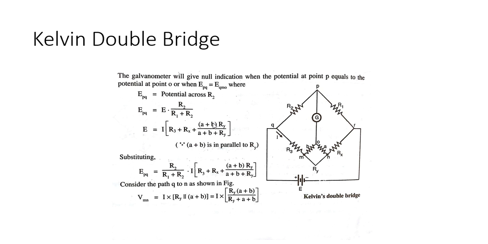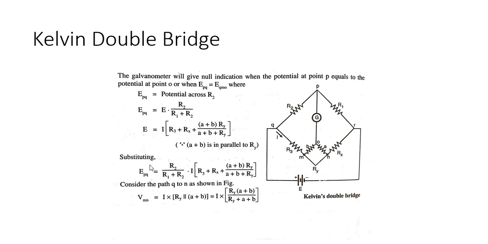I think you know how to calculate the resistance when two resistances are in parallel. That is, suppose R1 and R2 in parallel, then it will be R1 into R2 divided by R1 plus R2. So the same formula is used over here. So I into whole R that we have got, that is R3 plus Rx plus (A plus B) into Ry divided by A plus B plus Ry.